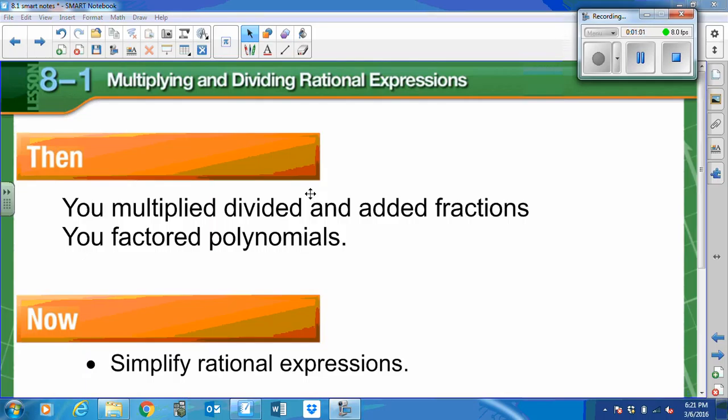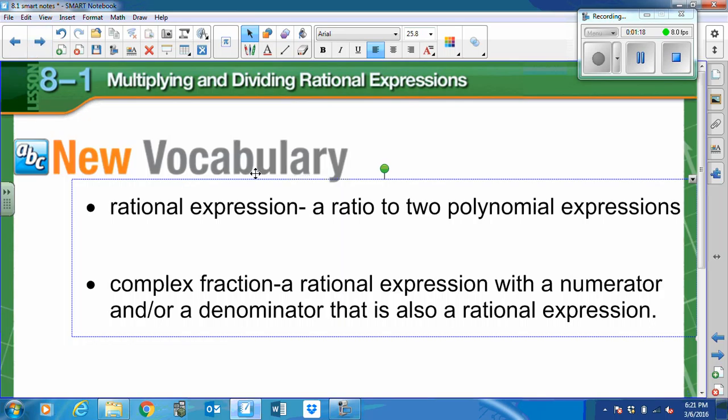And if you don't have factoring down, now is the time to get it down. I've said this all year long. It never goes away. So you've got to get it down. So now what we're going to be doing in this chapter is simplifying rational expressions and graphing rational functions. Our new vocabulary is rational expression, which is a ratio of two polynomial expressions.